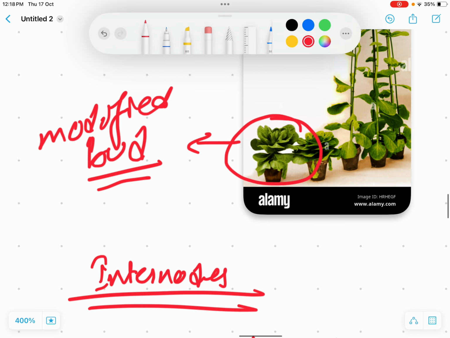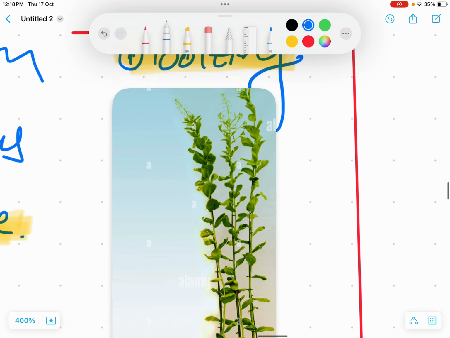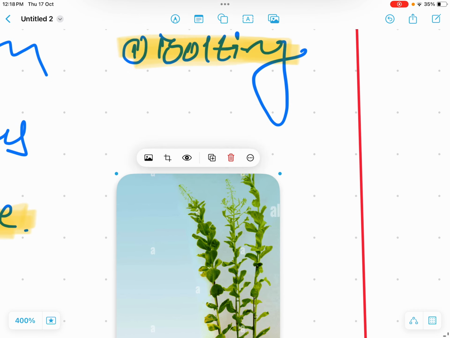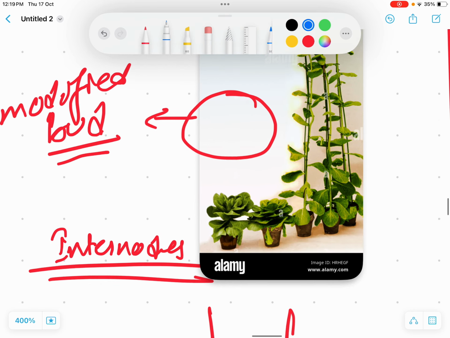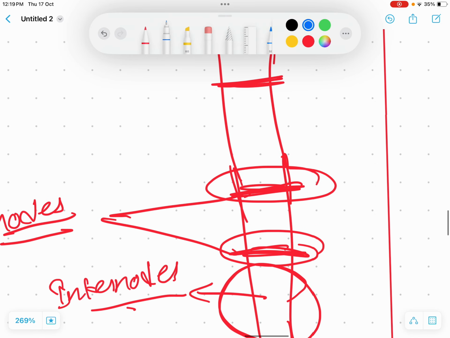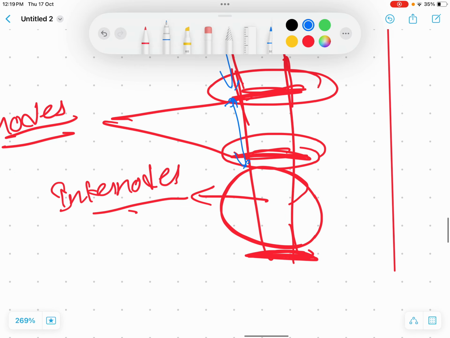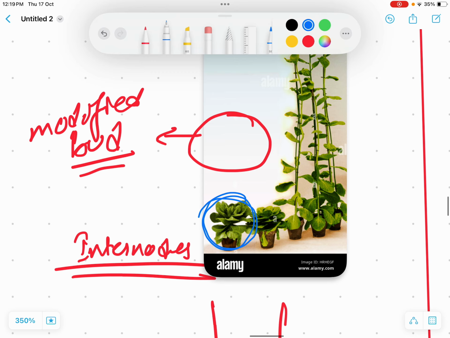So what does this gibberellin do? This gibberellin elongates the internodes, which means this is a compressed form. Here it is a compressed form of internode. In cabbage, the bud, these internodes are just compressed to form the bud. The internodes are just compressed to form buds in the cabbage plant.